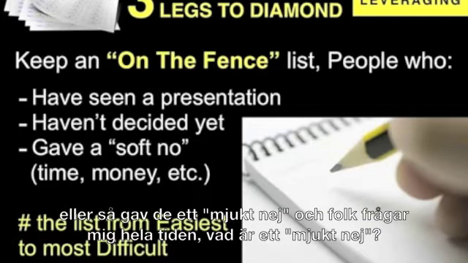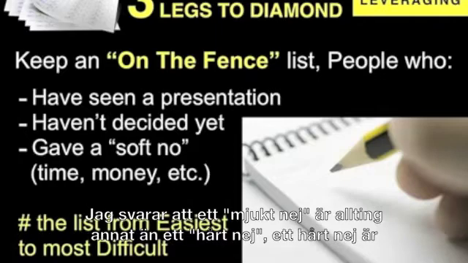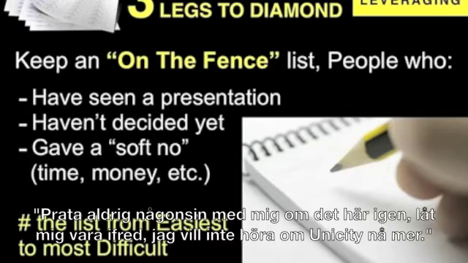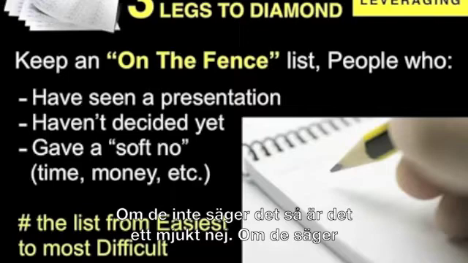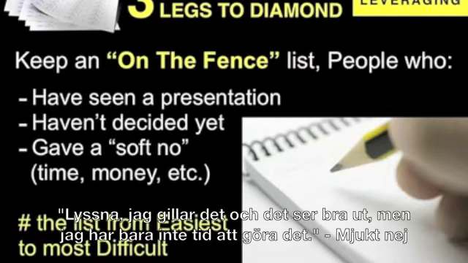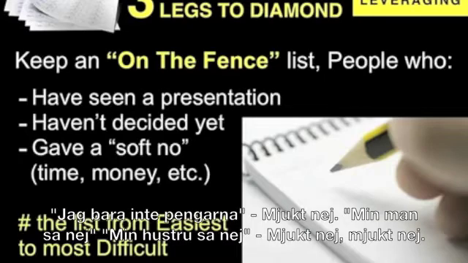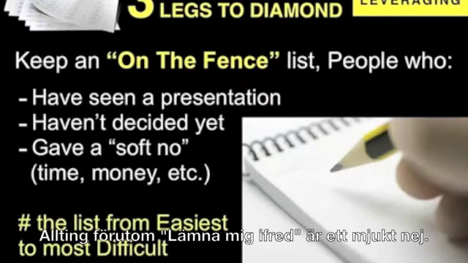People ask me all the time, Jim. They say, "What's a soft no?" I say a soft no is anything other than a hard no. A hard no is don't ever talk to me about this again. Leave me alone. I don't want to hear about Unicity anymore. If they don't say that, it's a soft no. If they say, listen, I like it, it looks good, but I just don't have the time to do it. Soft no. Hey, I just don't have the money. Soft no. My husband said no. My wife said no. Soft no, soft no. Anything other than leave me alone is a soft no.